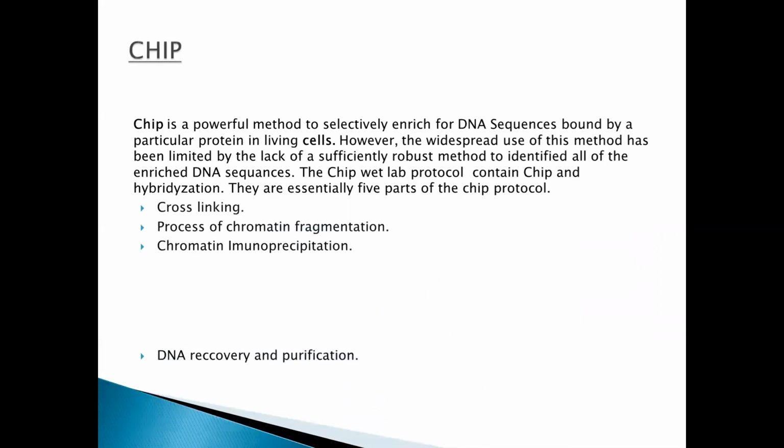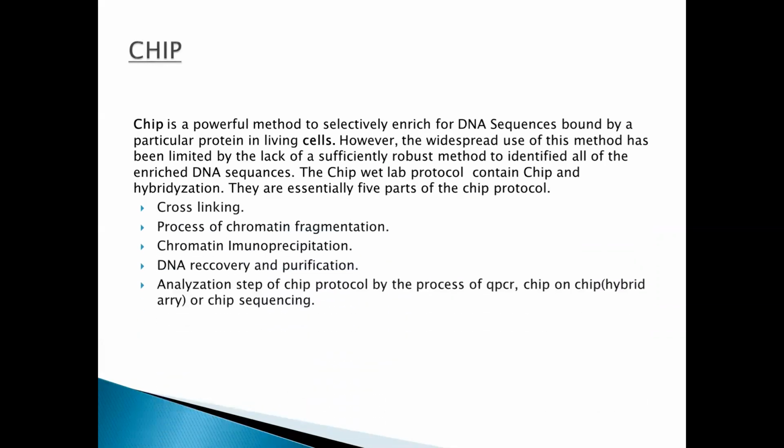What is ChIP? ChIP is a powerful method to selectively enrich for DNA sequences bound by a particular protein in living cells. However, the widespread use of this method has been limited by the lack of a sufficiently robust method to identify all of the enriched DNA sequences, and the ChIP wet lab protocol contains ChIP and hybridization.